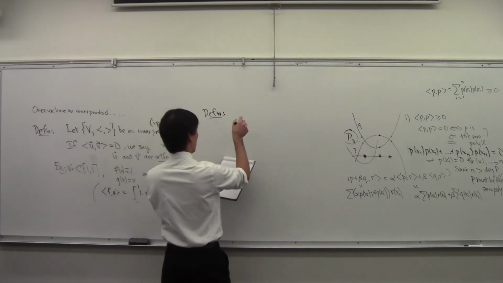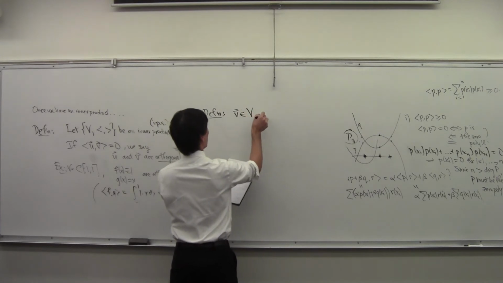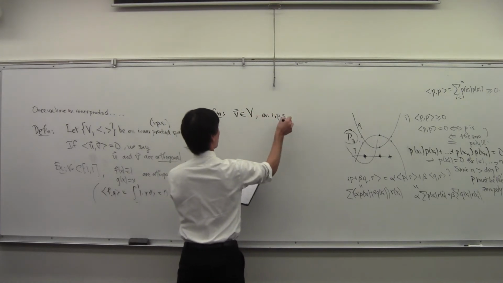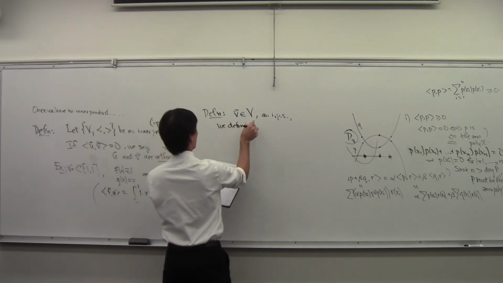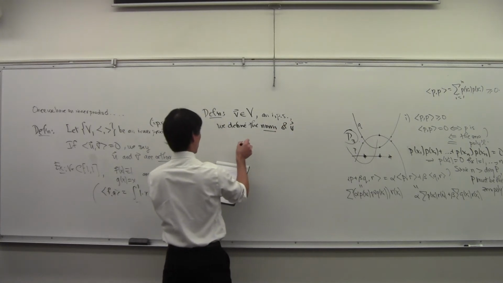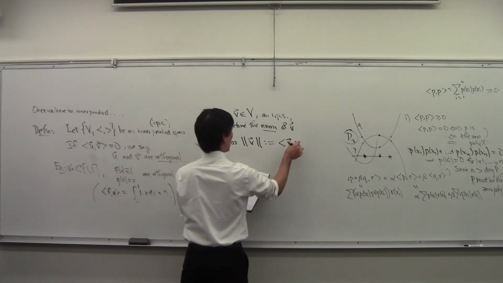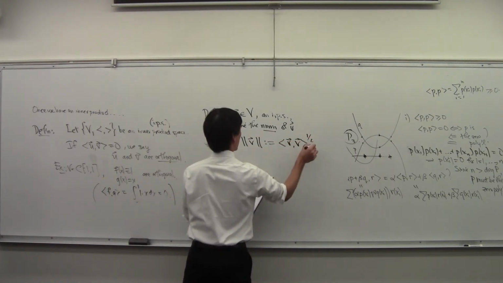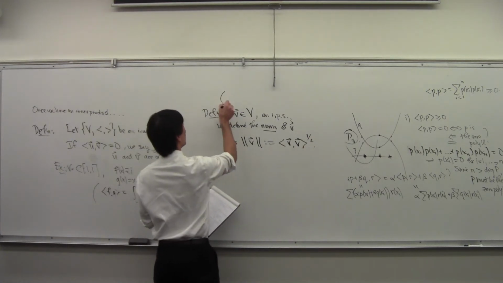Definition number 2: if v is in V, an inner product space, we define the norm of v as the inner product of v against itself to the 1/2. So this is a generalization of magnitude.